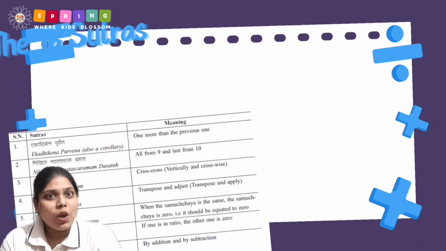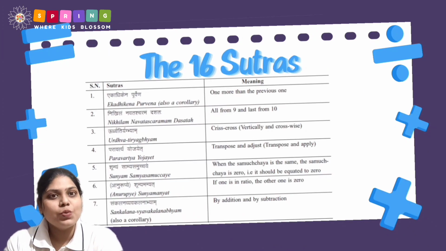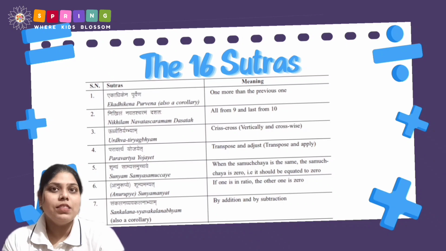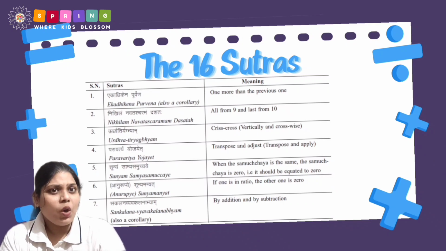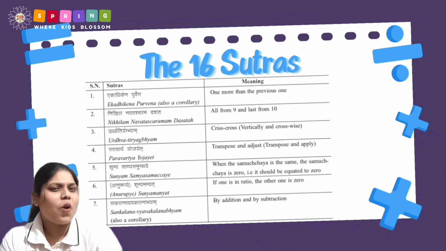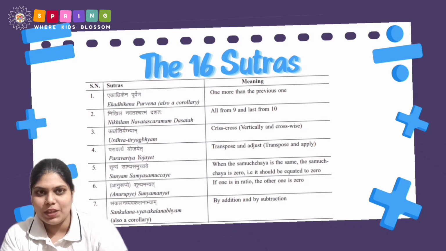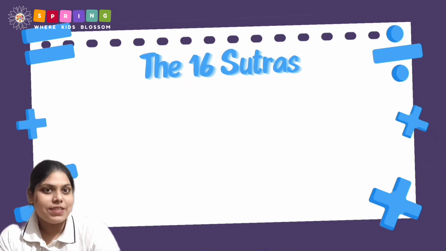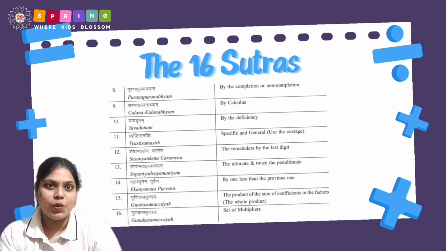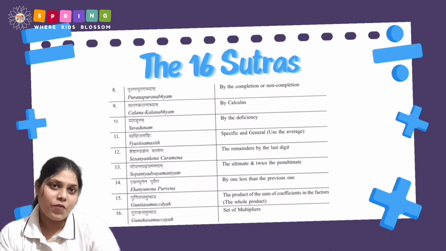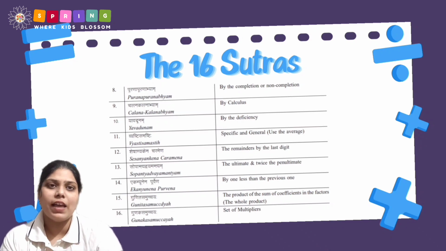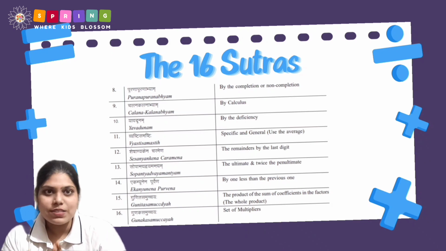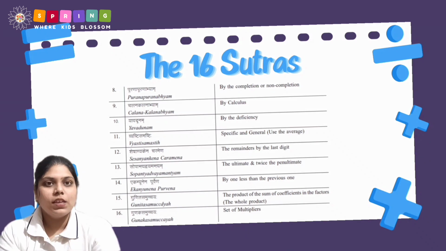Now let us see what the 16 sutras are. Now you can see on the screen. When you see them, you might not be able to understand anything, but in a deeper sense, it will really help you to understand Vedic maths and to solve the problems of Vedic maths in a very simple and easy manner. So these are the 16 sutras, as you can see.